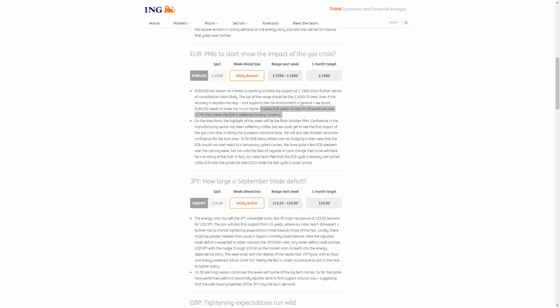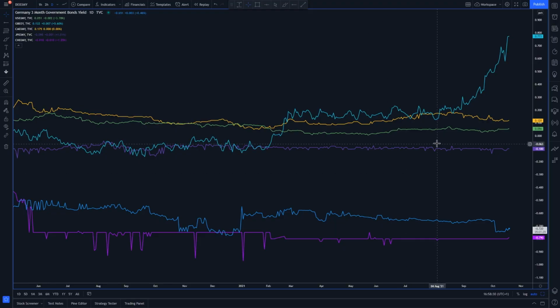So let me just show you what I mean by that. If you quickly take a look at this chart, on this chart, we've got a couple of 3-month bond yields for a couple of the major currencies.